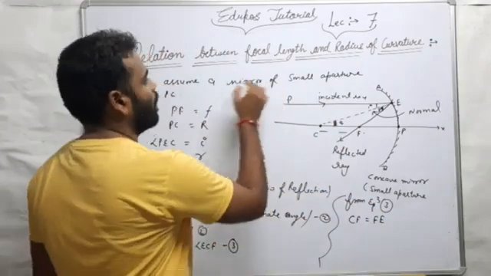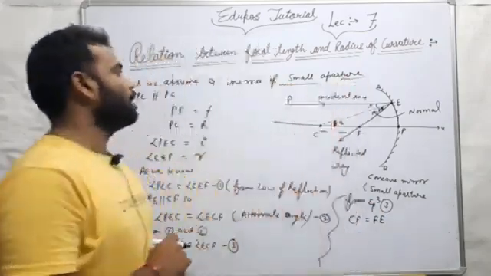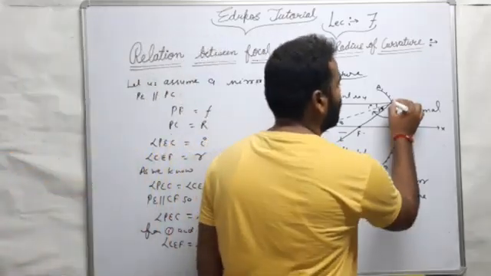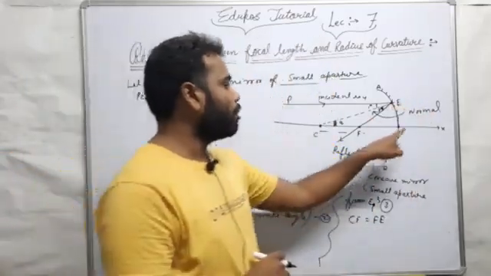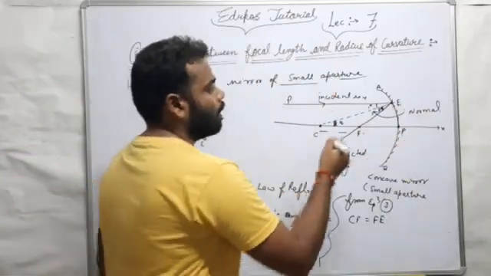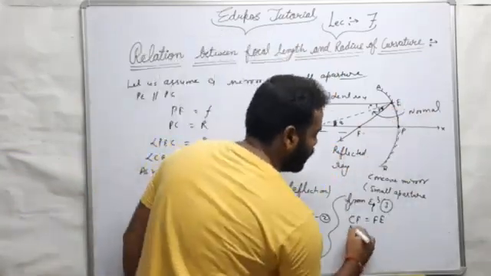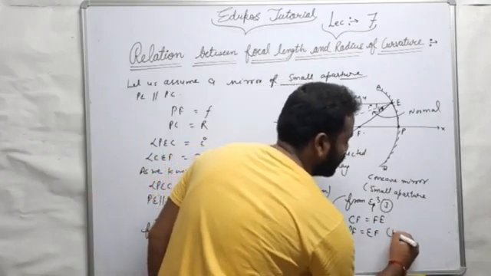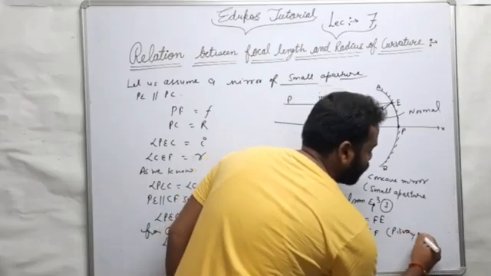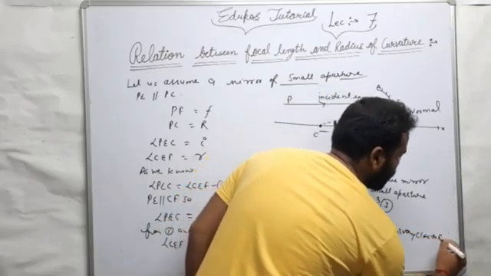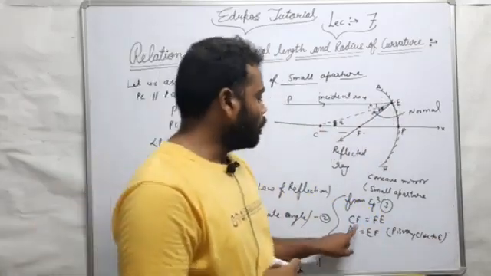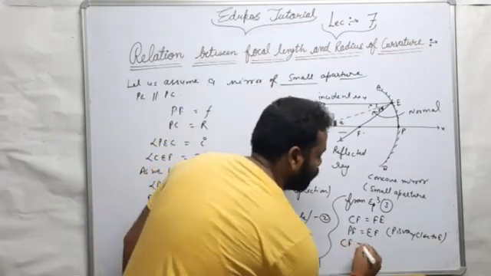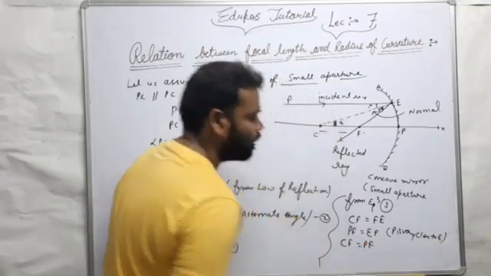Now we have already discussed that the mirror AB has a very small aperture. Small aperture means this point E will be very close to point P. So we can say that PF will be equal to EF, because P is very close to E. Now CF is equal to FE, so we can say that CF will be equal to PF.